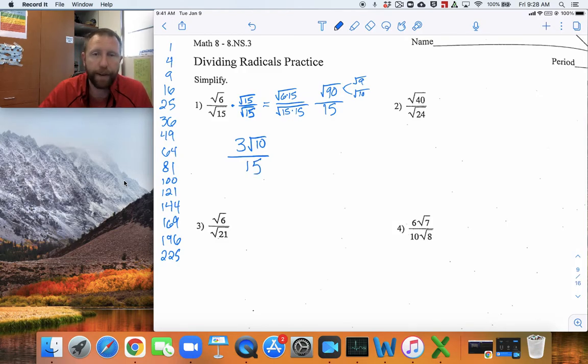Radical 10 can't be simplified any further, but 3 over 15 can be simplified further, right? 3 goes into both of those. 3 goes into itself once. I don't have to write the 1. I just write radical 10, and then 3 goes into 15 5 times. So that's my answer.